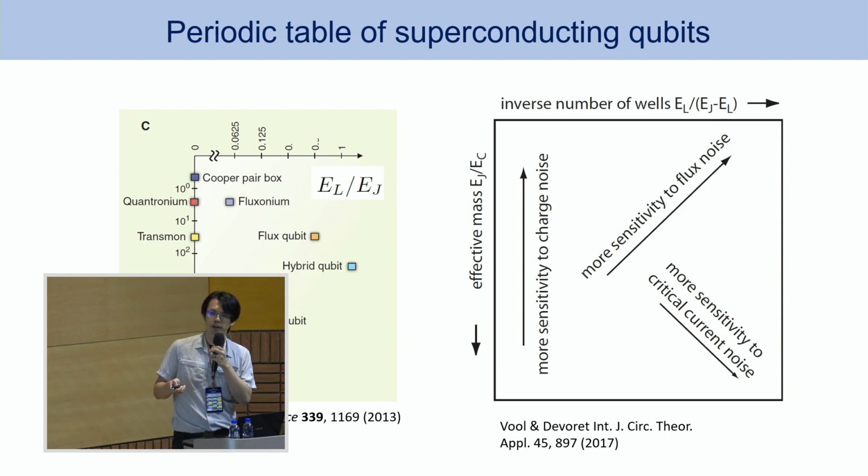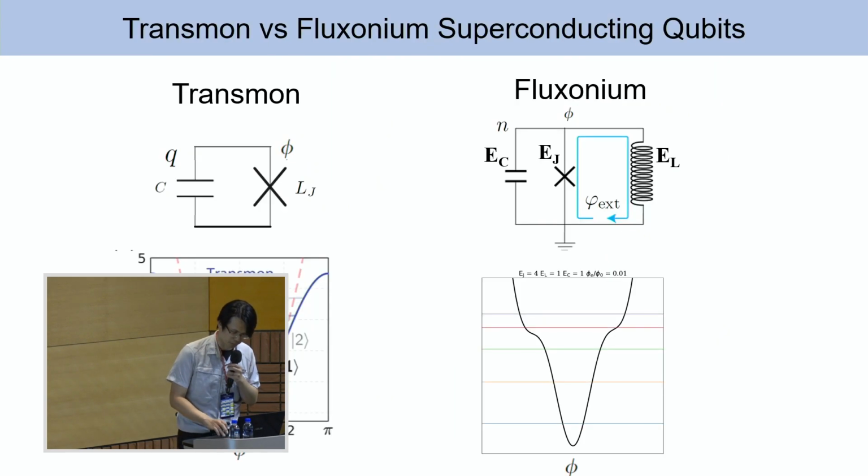The way you do it is you put in a larger capacitor. And the fluxonium is about right here, and compared to the flux qubits, it is more or less sensitive to the flux noise. Okay. All right. So let me now focus on just the transmon and the fluxonium qubits.